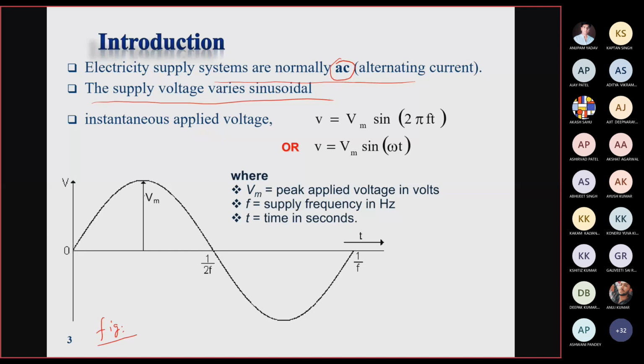So normally AC voltages are expressed in this form: v = Vm sin 2πft, or Vm sin ωt, where ω is 2πf, right? Vm is your peak voltage, the maximum voltage. This is alternating in nature, that is, after each half cycle, this is one half cycle, 1/2f, and this is the complete cycle, T = 1/f. So you can see that after each half cycle, the polarity of the voltage wave reverses.